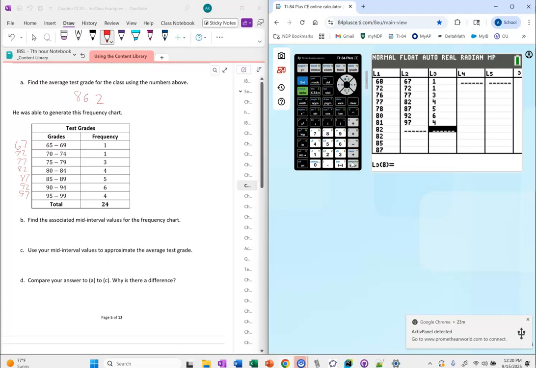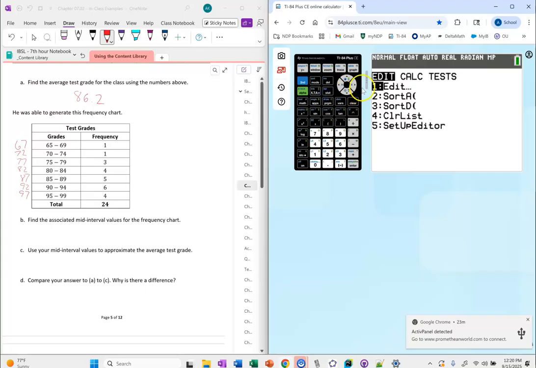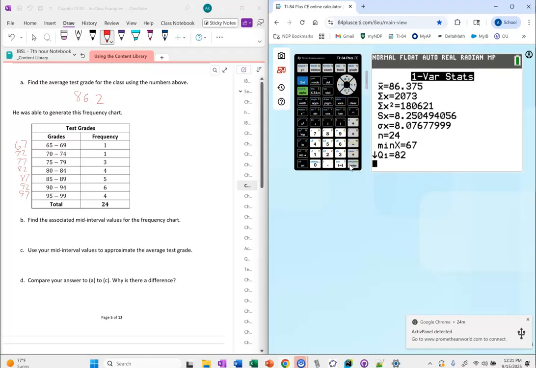Everybody good? Okay. I'm going to exit out and then go back to the stat menu, over to the calc tab, and again I'm going to pick one variable stats. This time, the list that I'm using is L2. That's where I put my mid-interval values. And those mid-interval values all have a frequency associated with them. I put those frequencies into L3. So here we will use a frequency list. And then I'll hit calculate. And here I get 86.4.